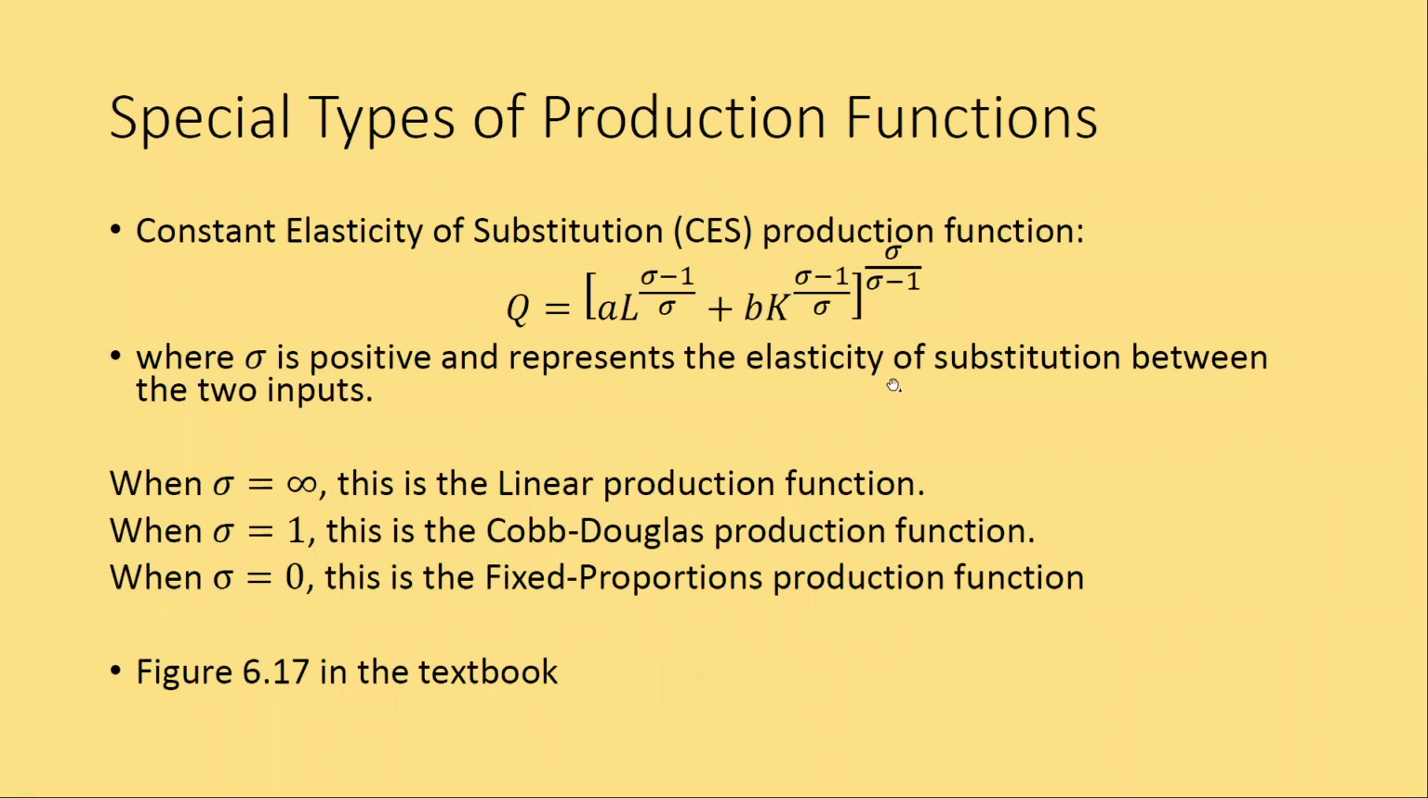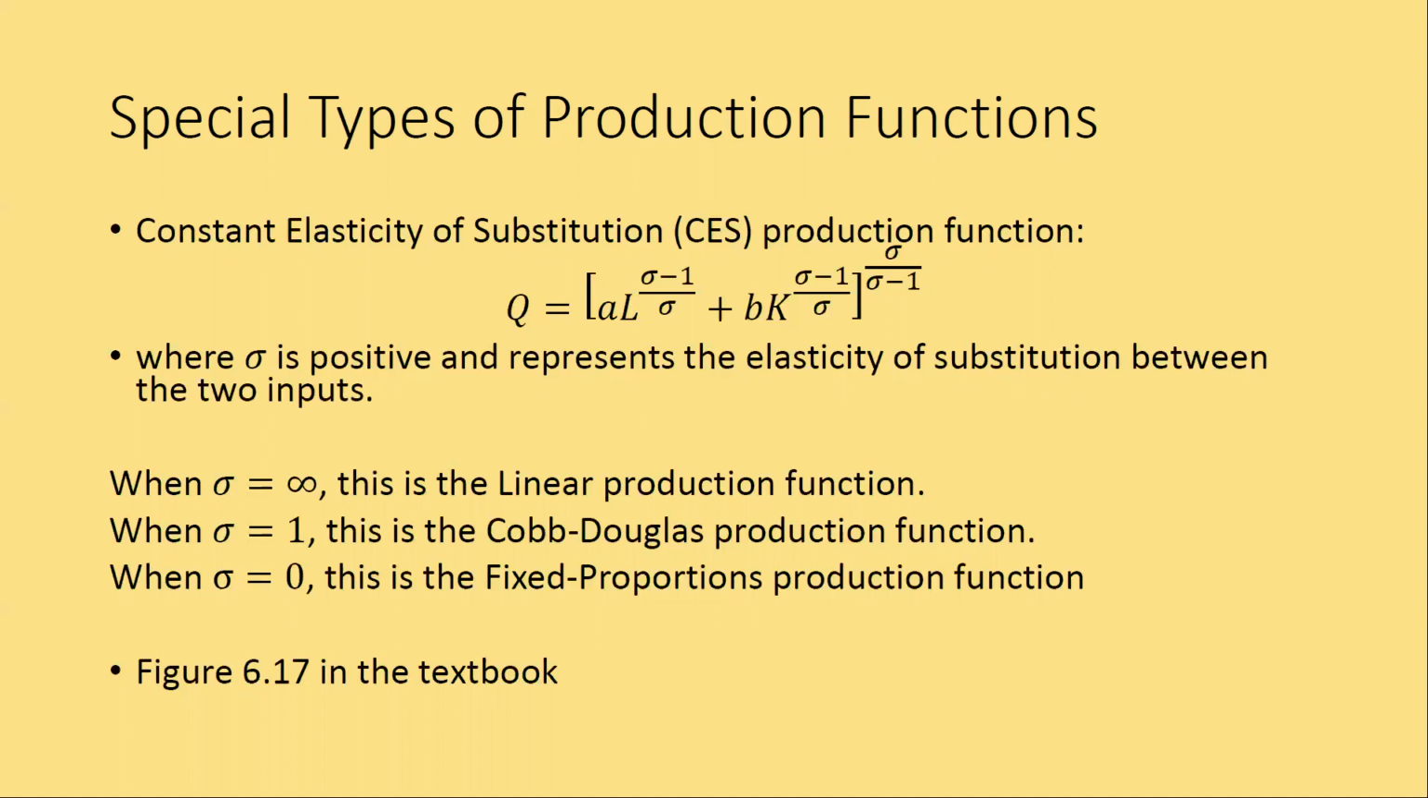In this slide, I'm going to introduce to you a new production function. It looks very complicated, and don't worry, I will not test any math or derivation based on this. All I want to do is to introduce you to this. So this is the constant elasticity of substitution production function. It takes this very complicated looking form. So here we have a parameter that is sigma, and this sigma is a positive parameter and represents the elasticity of substitution between our inputs, labor and capital.